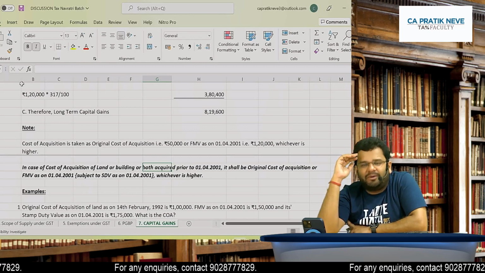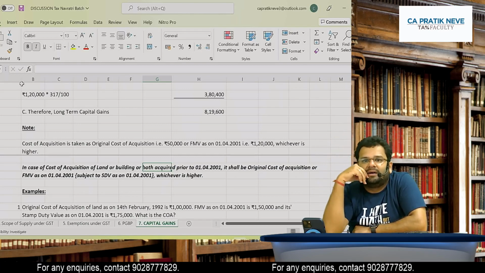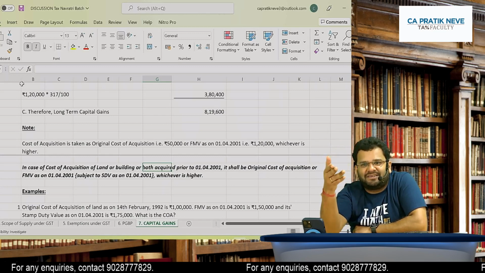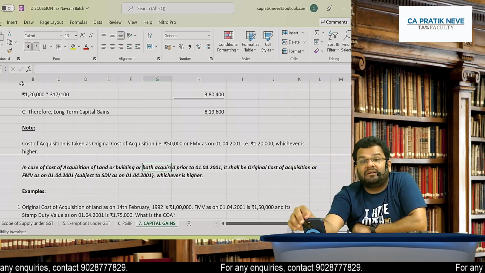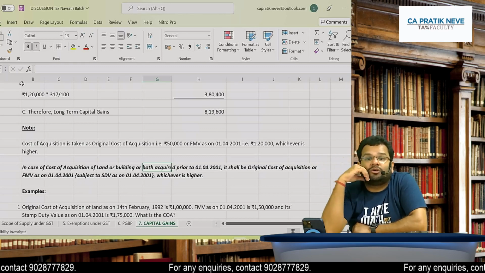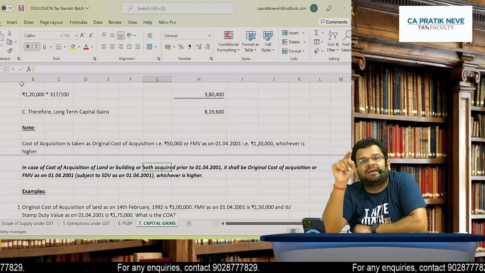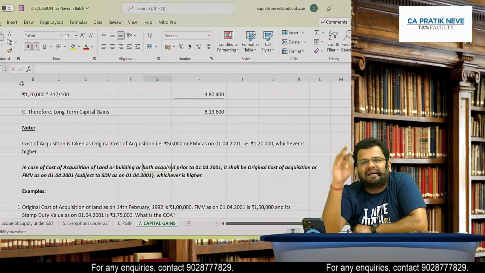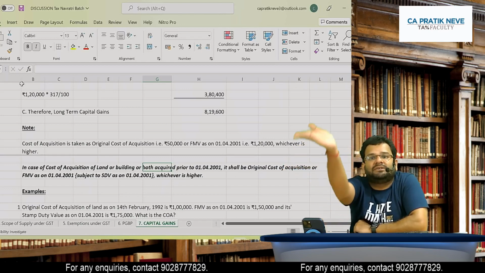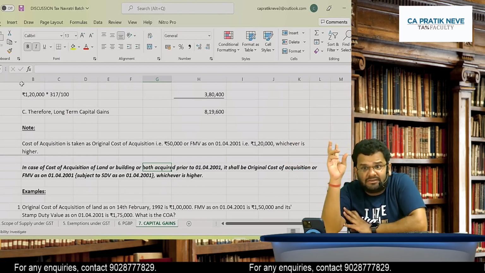Yes. So the government will not take away the right from you to take the original price, but the government will give you an additional right. What additional right? To take the FMV as on 1st April 2001, because they are forcing you to take CI as 100. That's why, in simple language, we say whichever is higher. Agree with the logic behind this?